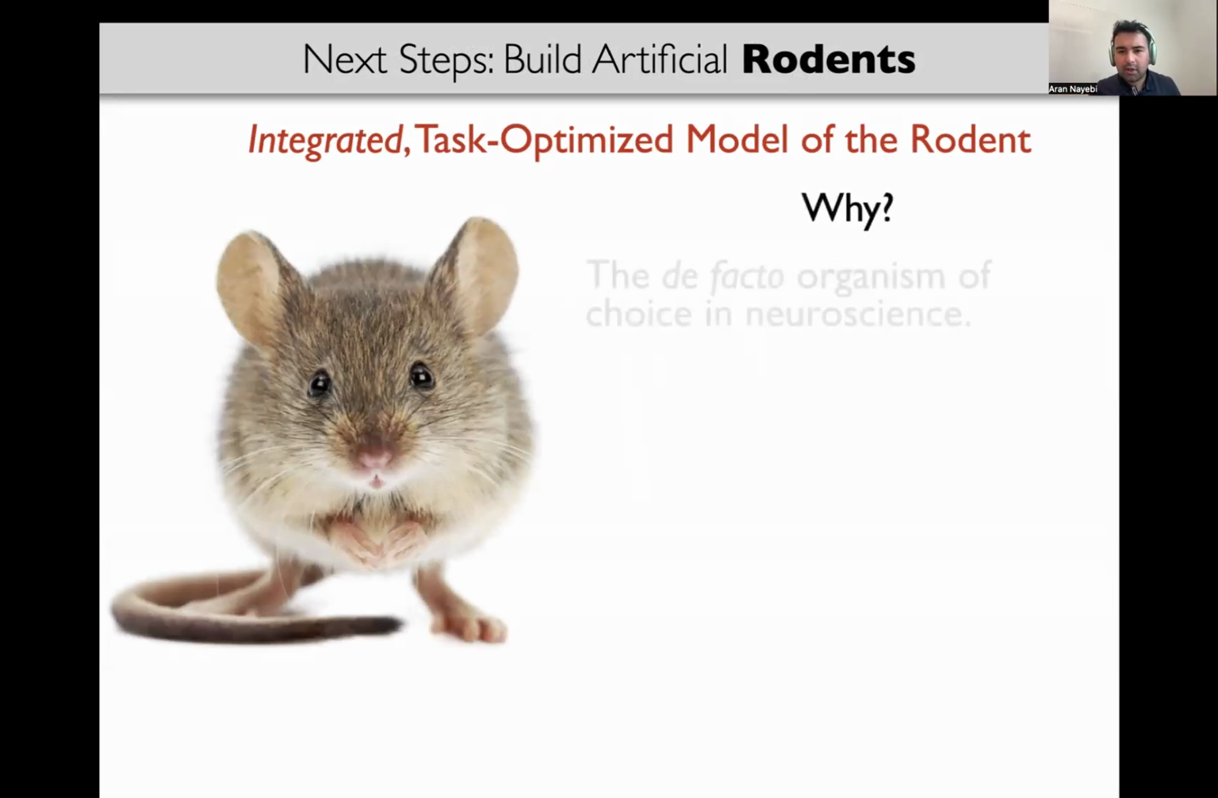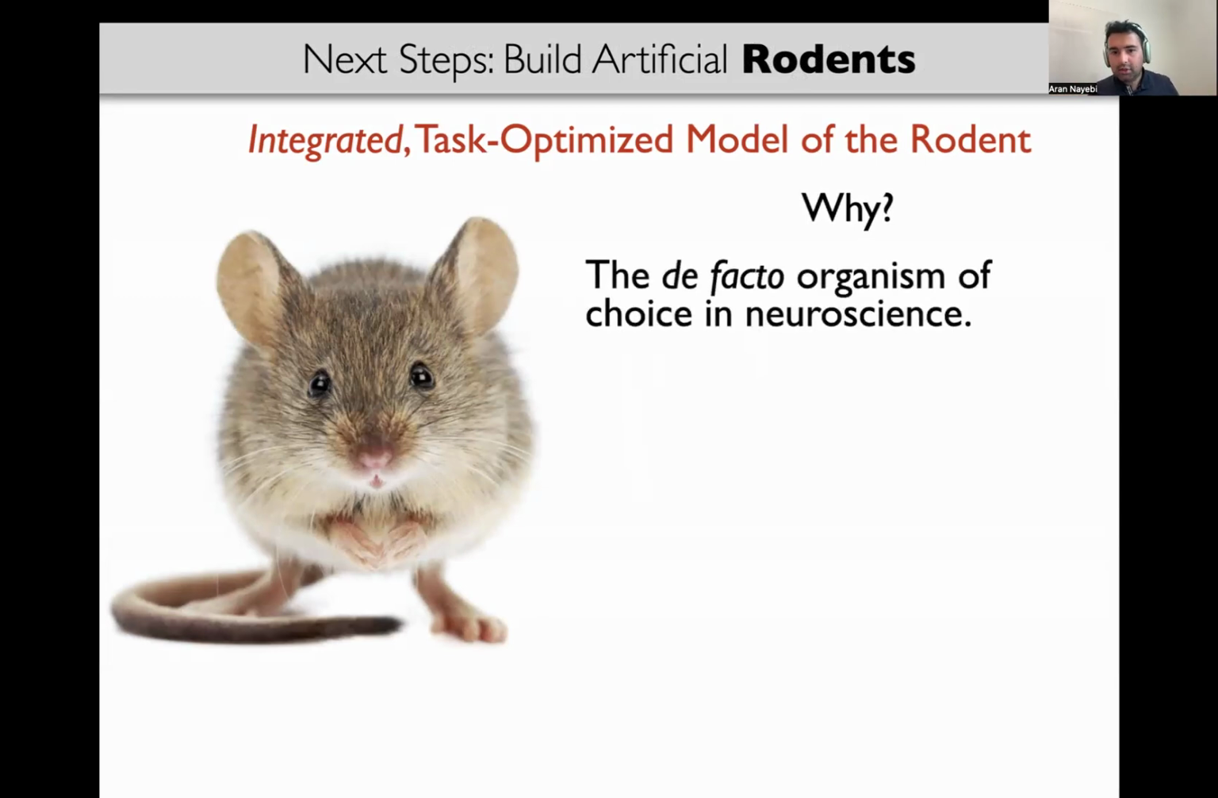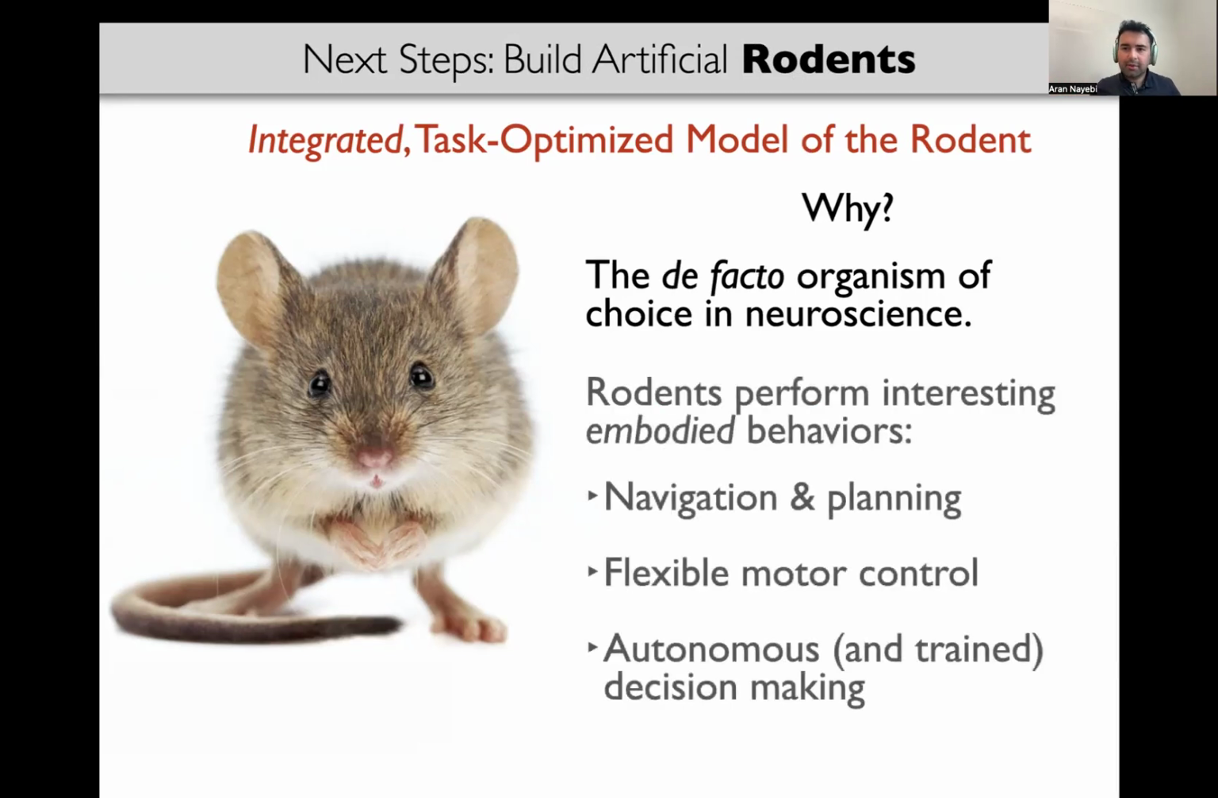You might ask why. Well, one, it's the de facto organism of choice in neuroscience. So that's where we're getting this whole brain data from to be able to, in a detailed way, understand brain function. But from a natural intelligence point of view, rodents also perform very interesting embodied behaviors. They can navigate and plan.